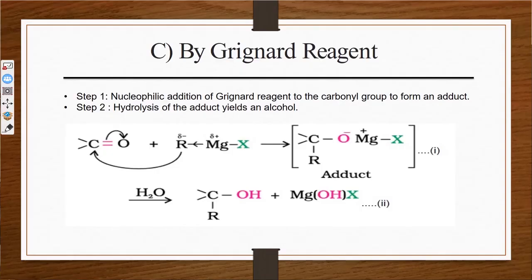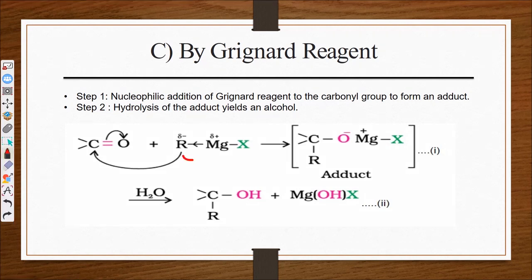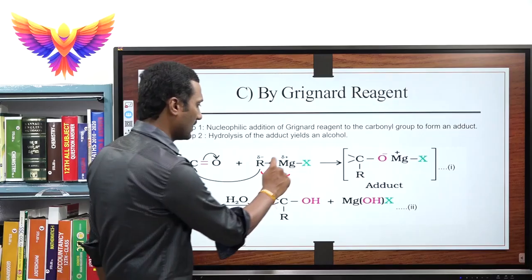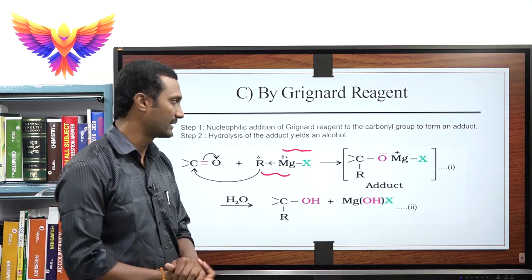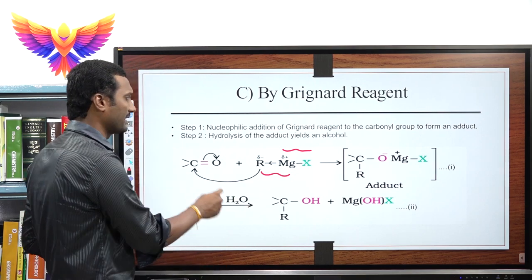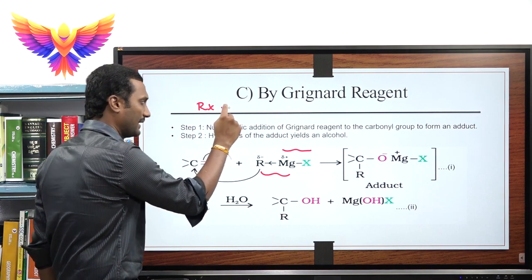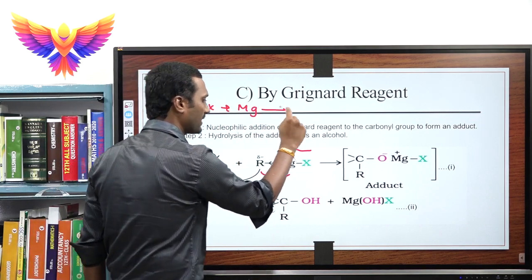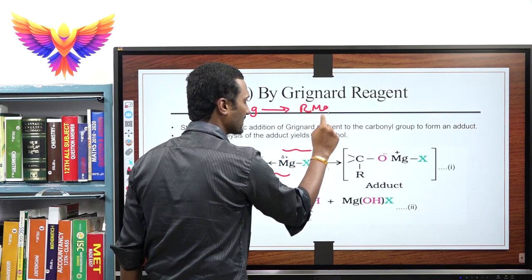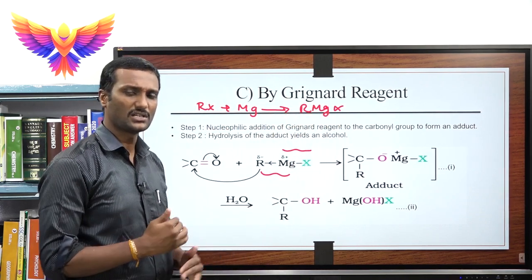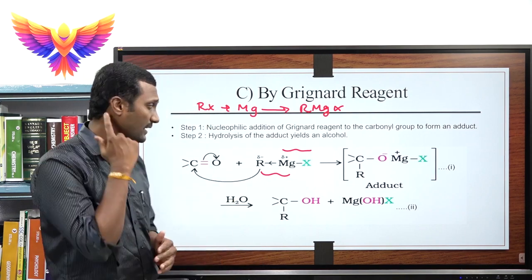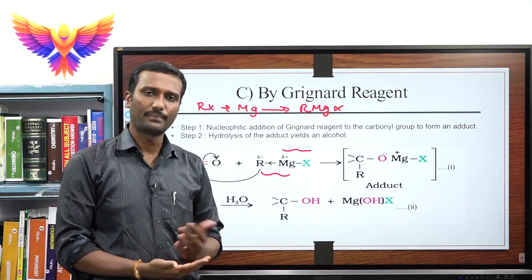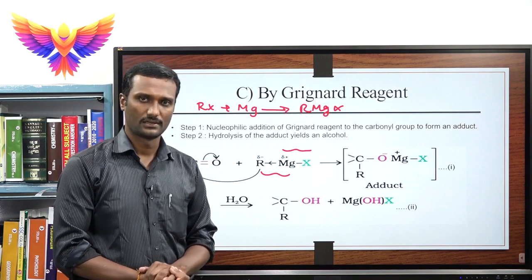So what is the nature of RMgX? What type of bond do we have? We have a covalent bond and an ionic bond. Both types of bond we can see in a Grignard reagent. As I said, how to prepare a Grignard reagent? When an alkyl halide reacts with magnesium in the presence of dry ether, you will get RMgX. So it is called Grignard reagent. Just now we understood the nature of a Grignard reagent. By using this Grignard reagent, we can prepare different types of alcohol.